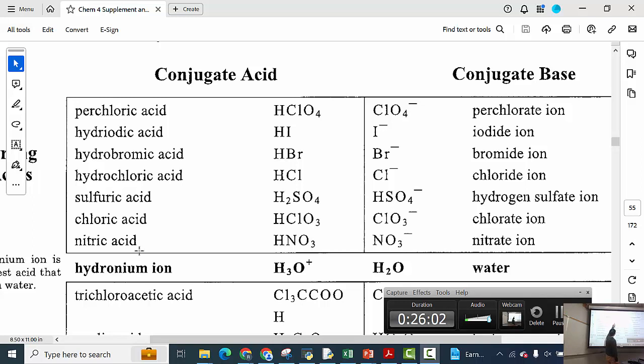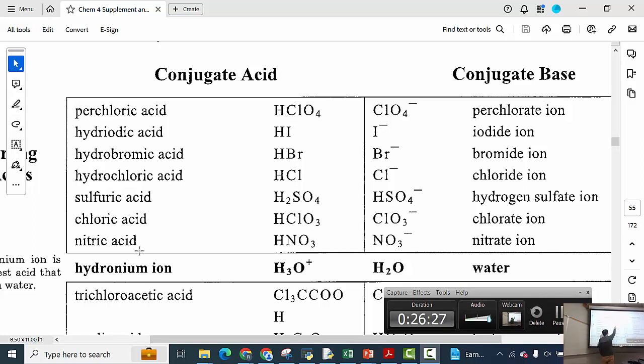HClO4 is perchloric. What's HI? Hydro... acid. Hydro what? Hydroic acid? Hydroic acid and ioic? No. Hydroiodic acid. Hydroiodic acid is correct.